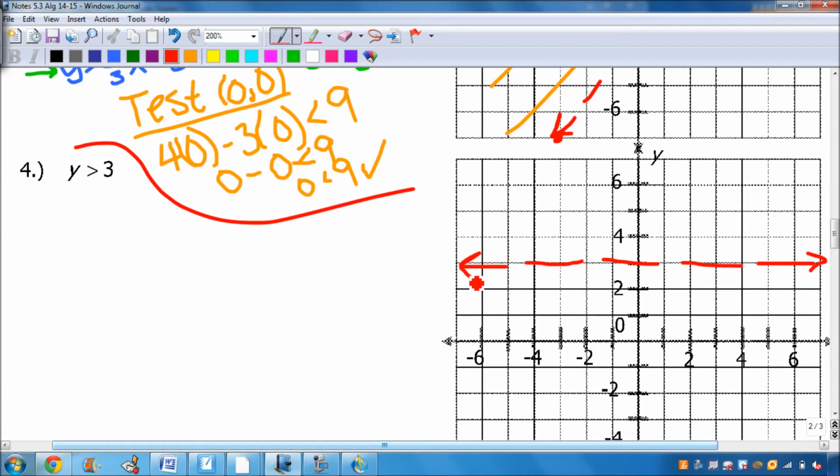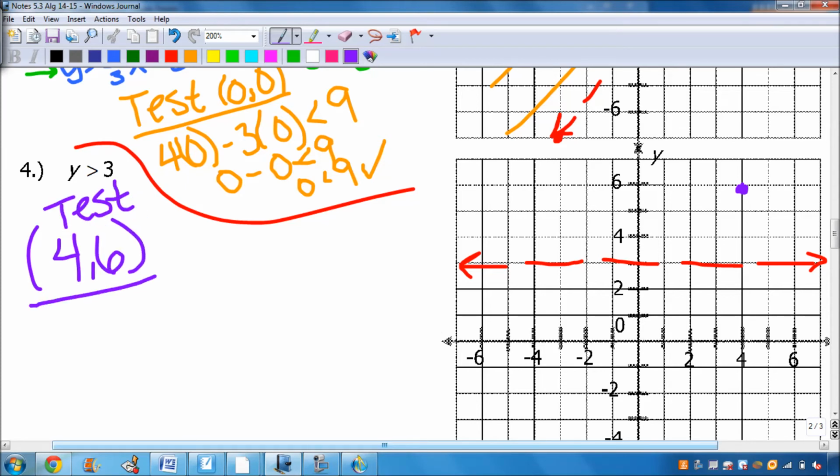Now, if y is bigger than 3, it would make sense that I could shade in everything above here. But let's take a coordinate and plug it in to see if it works or not. So I'm going to try this coordinate right here, which is 4, 6. So I'm going to test 4, 6 and see what happens. So I'm going to plug in 6 for y. There's no x for me to plug the 4 in for. So I get 6 is greater than 3, which is true.